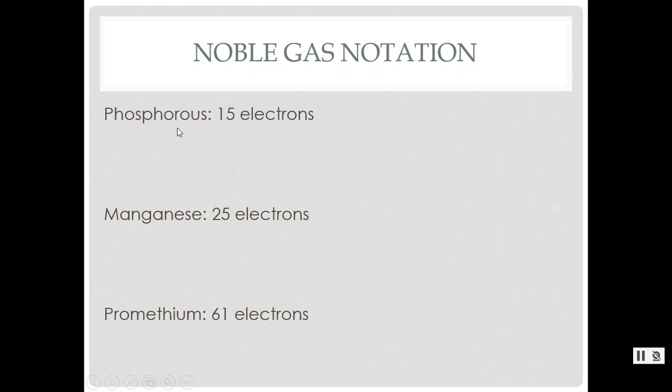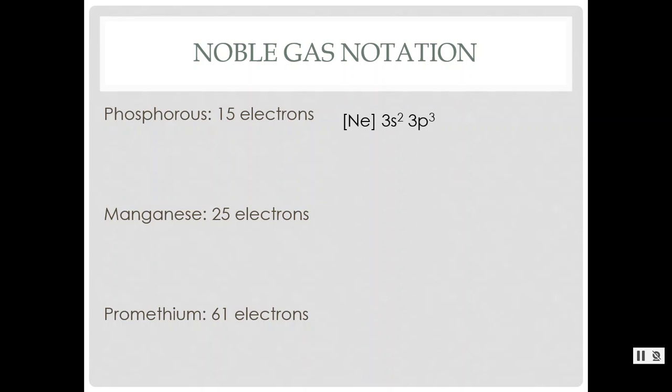Let's go ahead and do phosphorus. Phosphorus, I look at my periodic table, which I hope you have in front of you. Phosphorus has atomic number 15. So I need to account for 15 electrons. I'm doing the noble gas notation, so that means I need to first put in brackets the closest previous noble gas to phosphorus. That closest previous noble gas is neon, so I put neon in brackets. And then I do the rest of the configuration as I would normally, 3s2, 3p3.